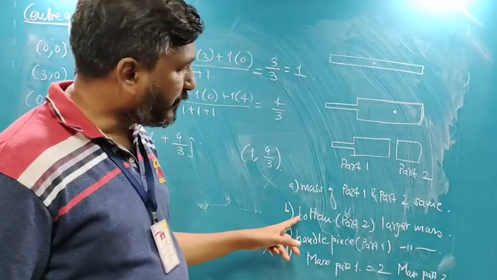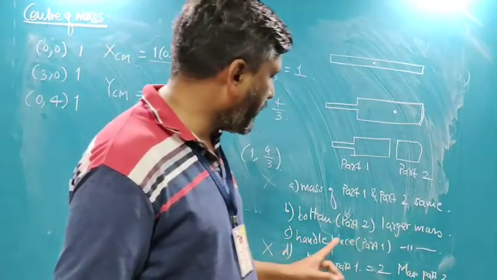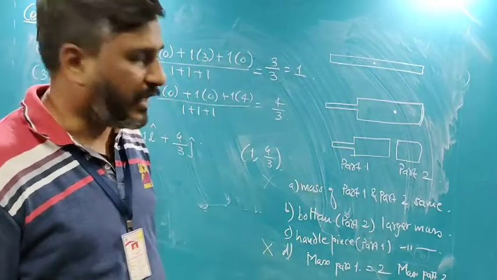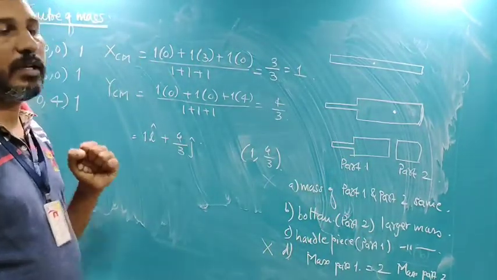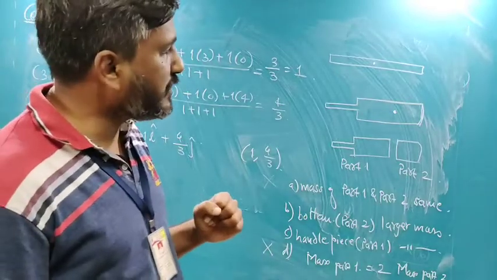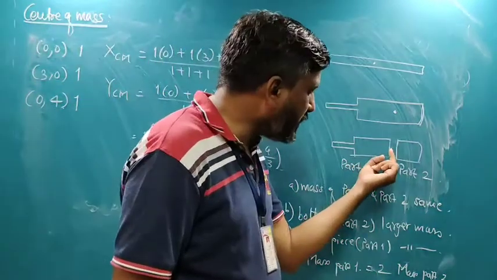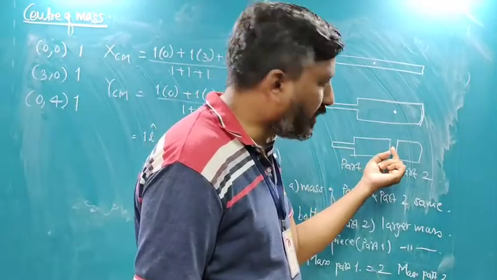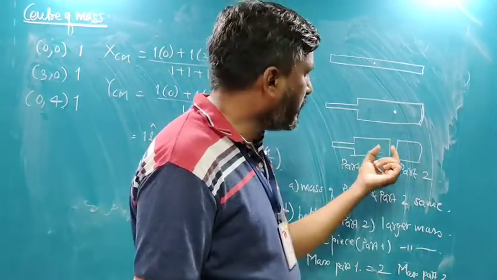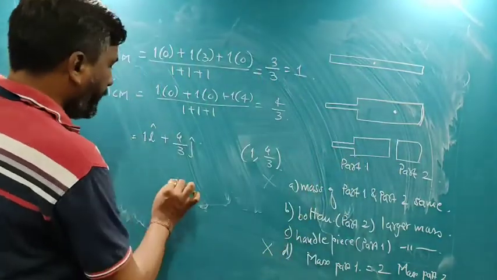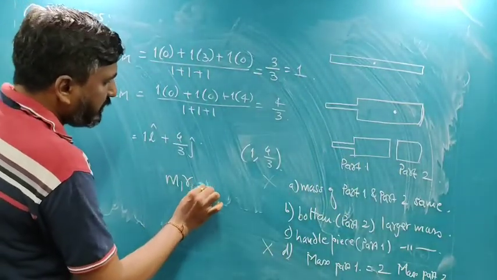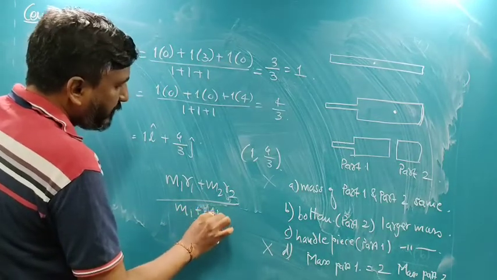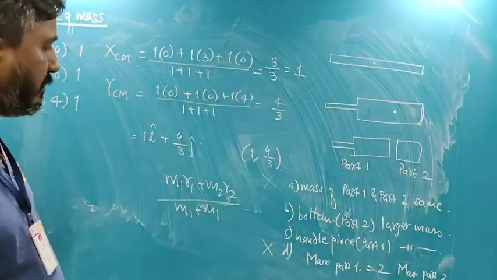Now come to this one. Bottom part having a larger mass, or the handle part, that is the first part, having the larger mass. Then which one is correct? When you observe the cricket bat very carefully, remember where the center of mass is situated. If you observe the formula carefully, the center of mass is given by m1 r1 plus m2 r2 divided by m1 plus m2.